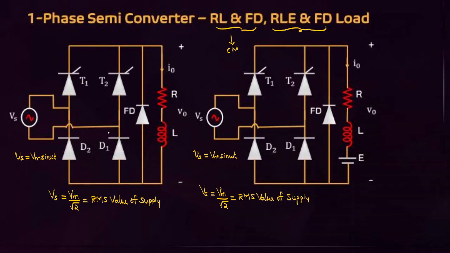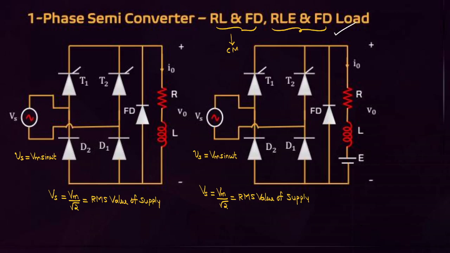Only conduction angles are different. Circuit turn off time is different. One more configuration of semi-converter is RL and freewheeling diode and RLE and freewheeling diode, friends. It may be RL and freewheeling diode or RLE and freewheeling diode. Waveform analysis is all the same. Only the I naught formula is different.